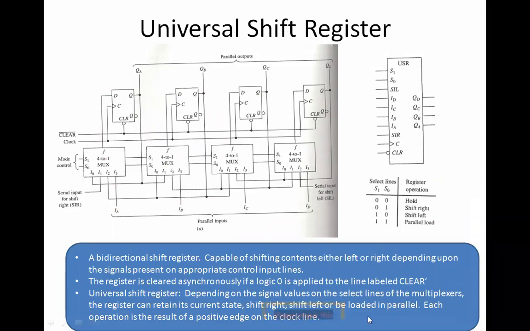So students, any doubts with this universal shift register? It's a very important topic. It has appeared many times in your examinations. So any doubts here?